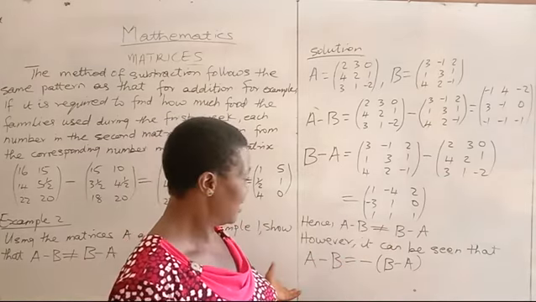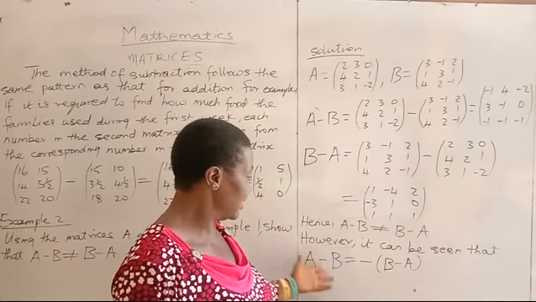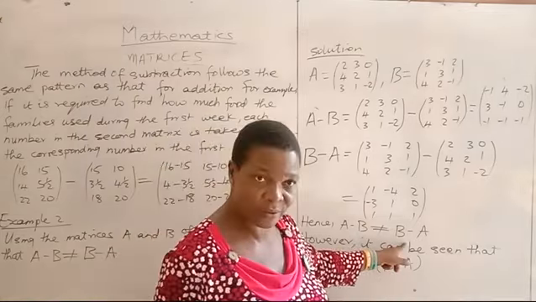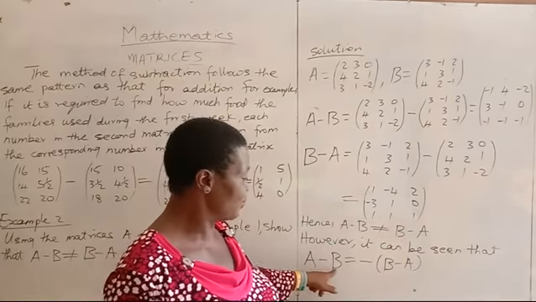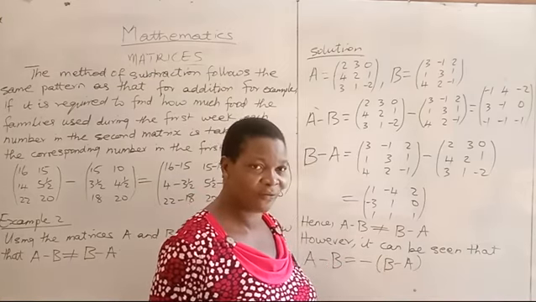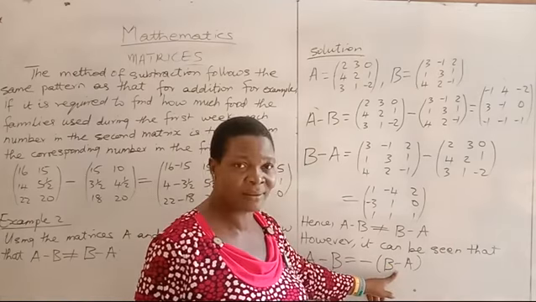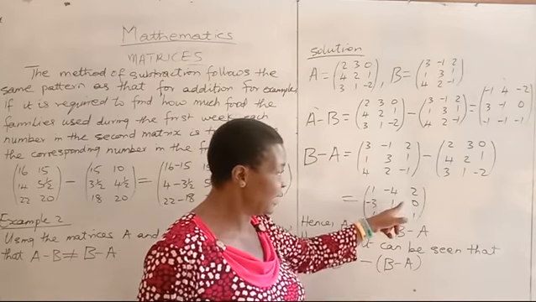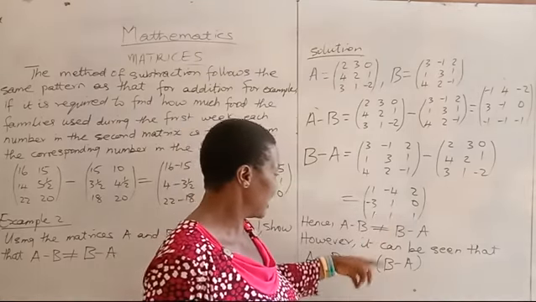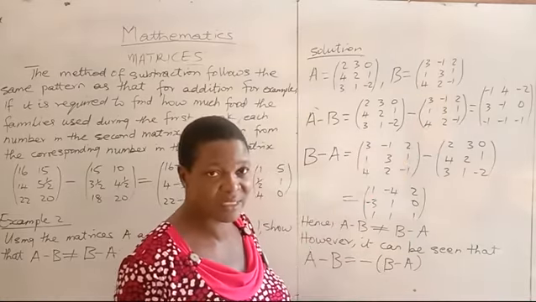However, there's another way of telling us that the two are equal. And how do we do it? You simply negate the second operation. If you say that A minus B is equal to negative into B minus A, you have the same result. This is multiplying the second one by -1. Each element in the matrix must be multiplied by -1. When you multiply by that and carry out the operation of B minus A, you must get the same result with what you have there.